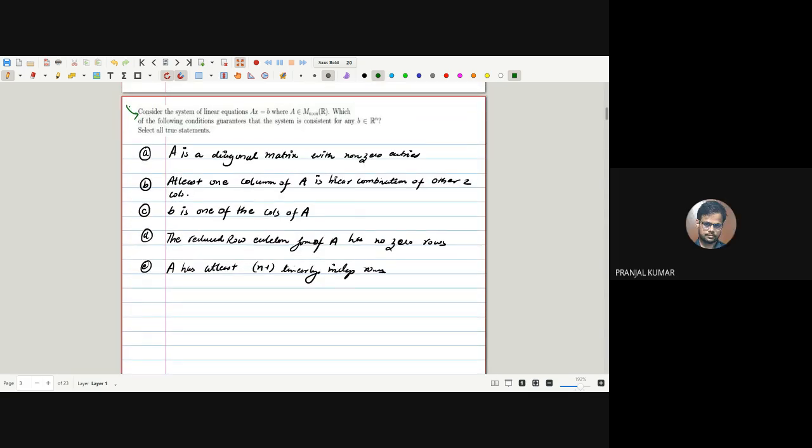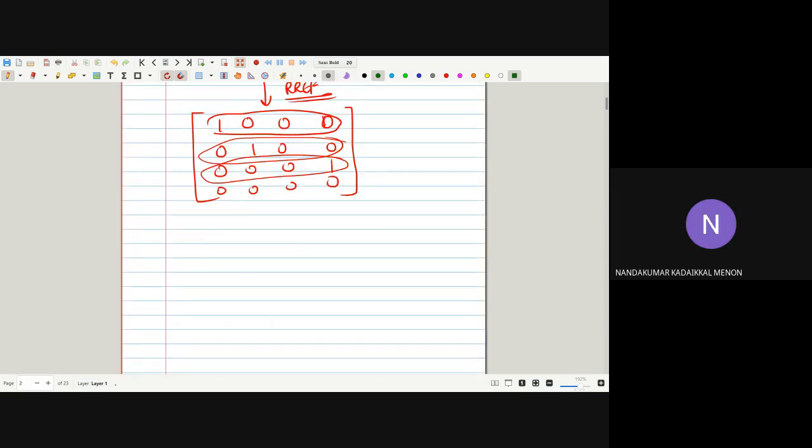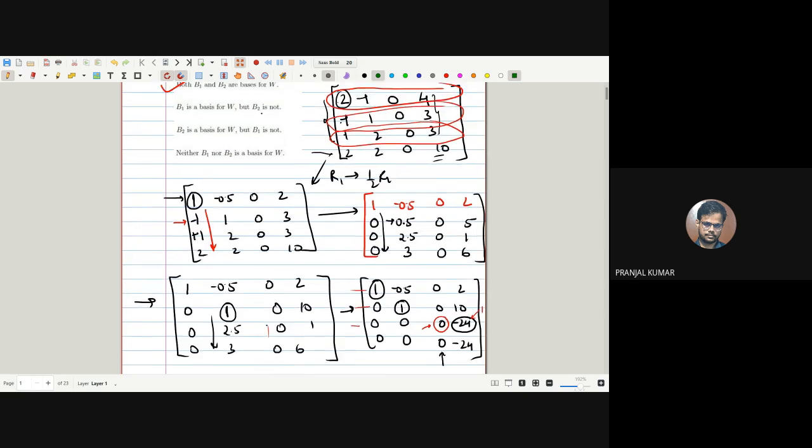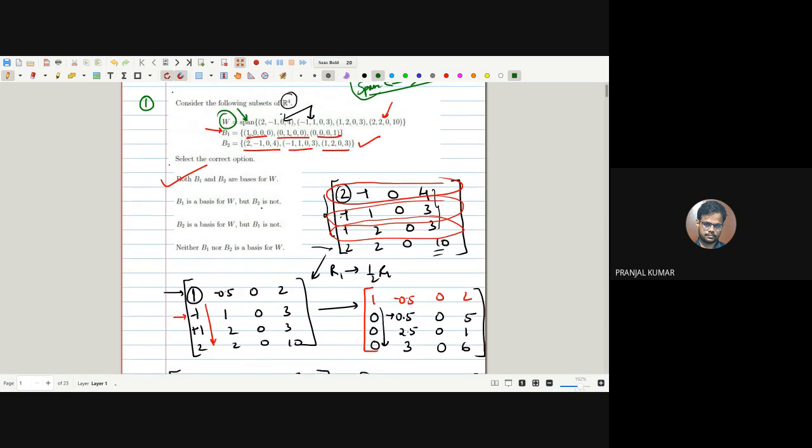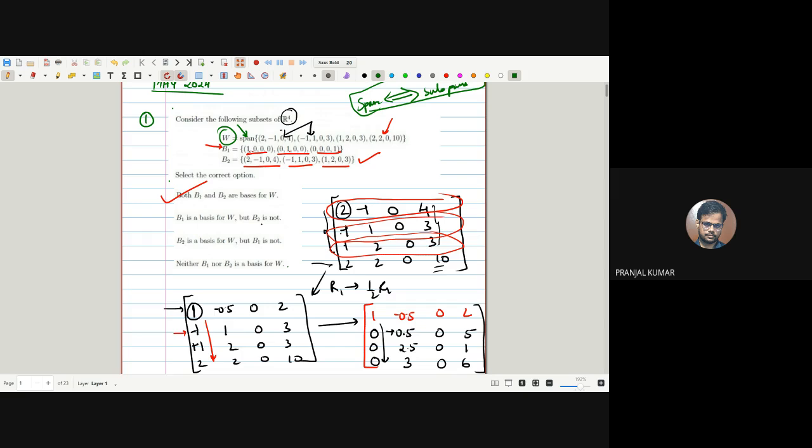Okay, consider the system of linear equations. I'm relying on the fact that you know whatever we covered yesterday. Clear? At what circumstances will we take vectors as columns? Now you have taken them as rows, right? You could have taken them as columns also, but suppose it was a multiple select question, and these options were not given, and they asked you to find a basis, with multiple options.